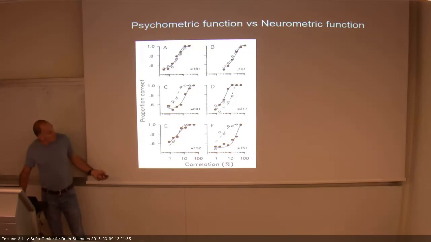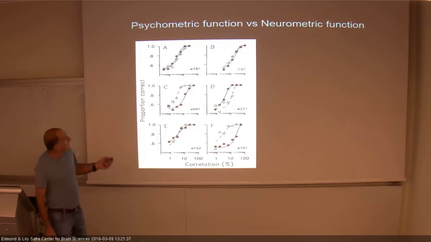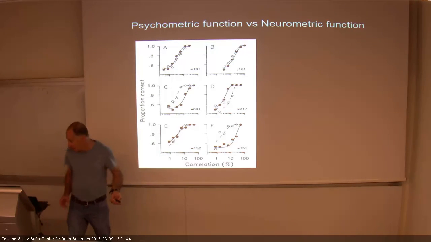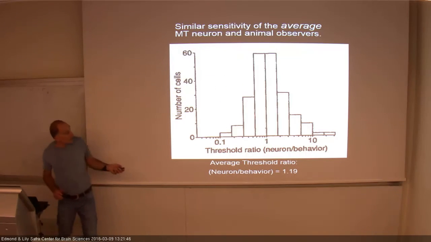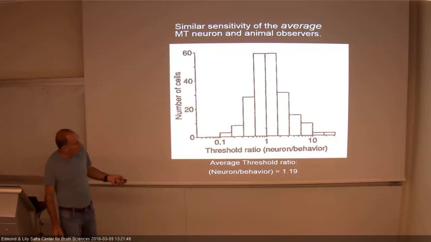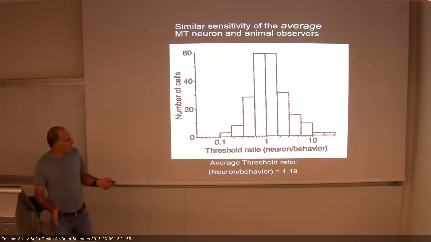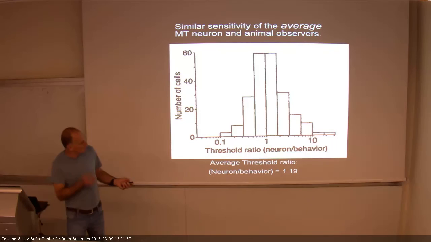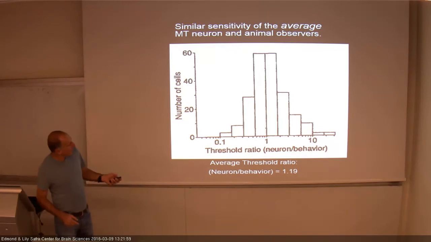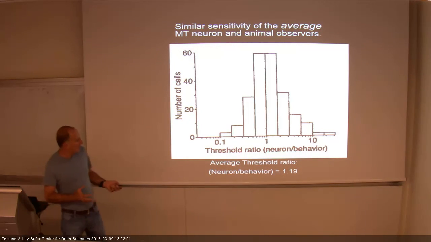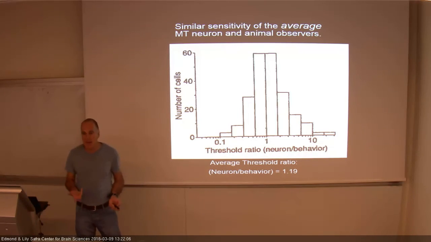Here's a few other examples. Sometimes the cell is as good as the monkey, sometimes the monkey is better than the cell, but sometimes the cell is way better than the monkey. And on average, the cells are as good as the monkey. Here you can plot the threshold ratio between a neuron and the behavior. If it were one, it would mean that the cell is as good as the monkey. If it's more than that, the monkey's more sensitive, but there are quite a few cells below one. The average neuron is slightly worse than the behavior.